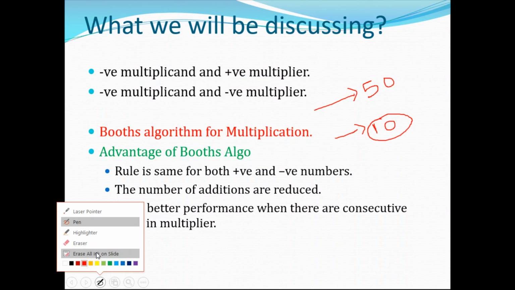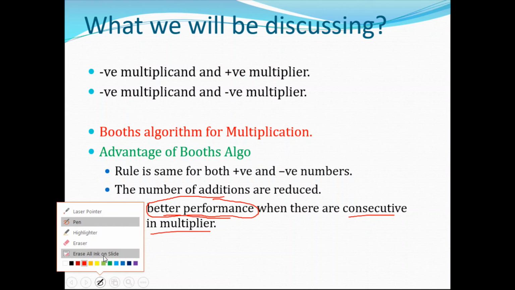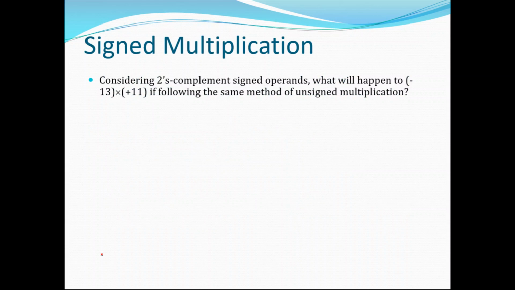Is there any limitation with respect to Booth's algorithm? Actually, Booth's algorithm will give better performance if there are consecutive ones in the multiplier. Better performance means the number of additions will be reduced. The number of additions will be reduced when there are consecutive ones in the multiplier. If there are no consecutive ones in the multiplier, then the number of additions may increase. So first let us try to understand the signed multiplication.